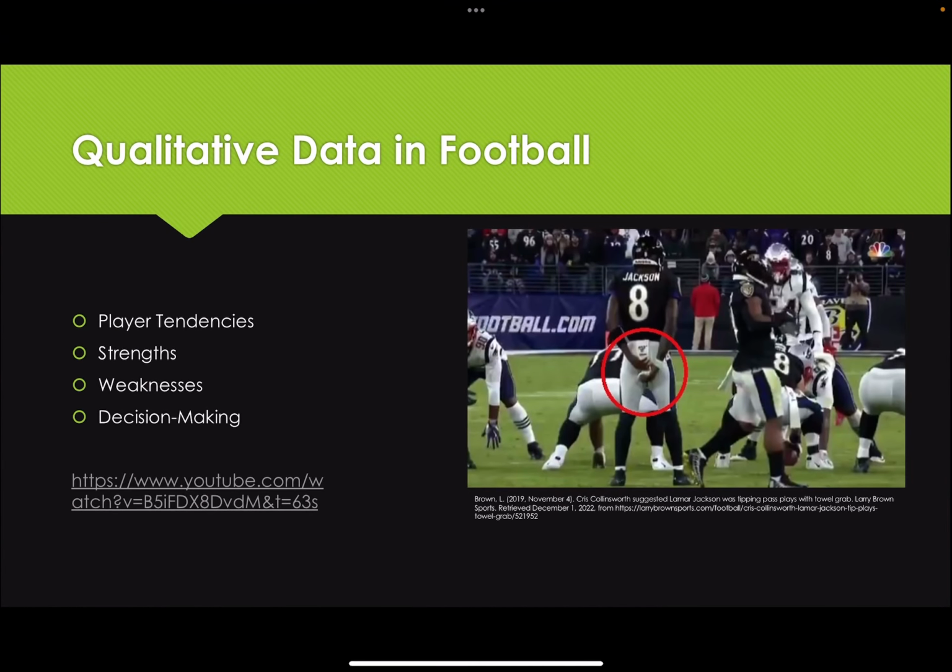Yeah, as you can see in the film, that's going to be player tendencies. Players tend to do certain things, like a receiver. They will wipe their gloves off when they're ready to run a route rather than blocking, because you want the ball to stick to the gloves as much as possible. So qualitative data in football is different tendencies, strengths, weaknesses, and decision making.